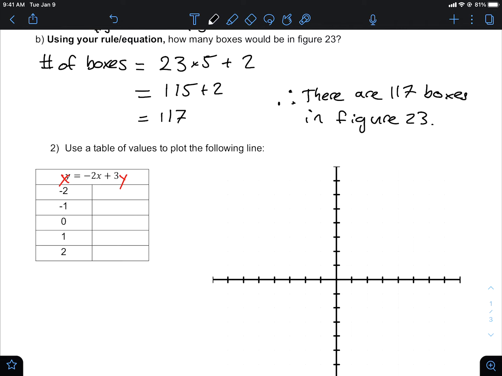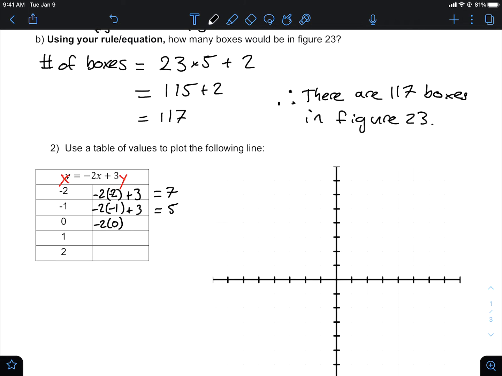So if x is equal to minus 2, then y is going to be equal to minus 2 times minus 2 plus 3. And that's going to be equal to 4 plus 3, which is then equal to 7. For minus 1, we plug minus 1 in, and we get minus 2 times minus 1. That gets you 2. 2 negatives make a positive. Then add 3, we have 5.